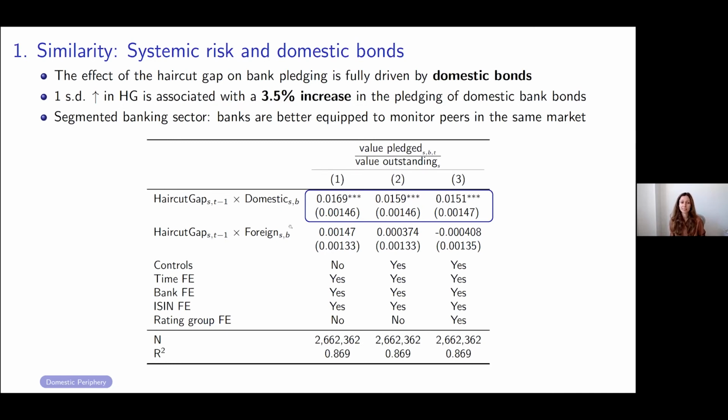Okay, and so what you can see here is that the effect that I was talking about is being largely driven by the pledging of domestic bank bonds. And this is important, especially in Europe, because we know that the European banking sector is still very segmented. And so you can argue that in such a segmented banking sector, banks might be better equipped to monitor peers that come from the same market.